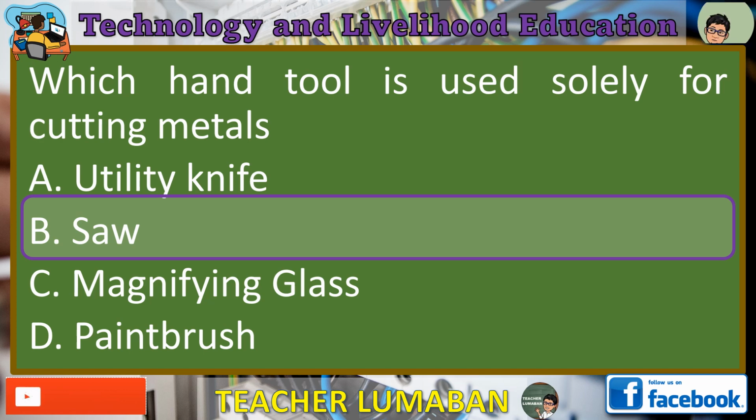D. Paintbrush. A paintbrush is a tool used for applying paint or coatings to surfaces. It is not designed for cutting metals.